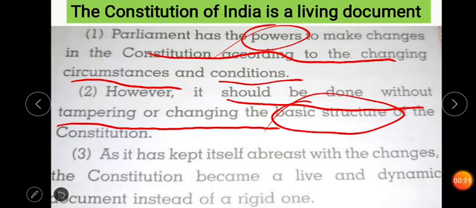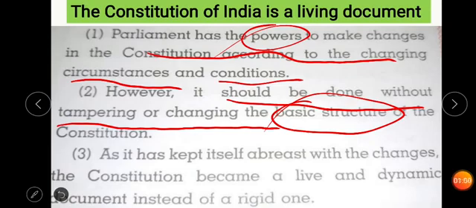As it keeps itself adapted with the changes, the constitution becomes a live and dynamic document instead of a rigid one. Means India has a constitution which is neither too rigid nor too flexible. It provides equal justice. For that purpose, amendment facilities are available. Okay, so this is the scenario in the Constitution of India.